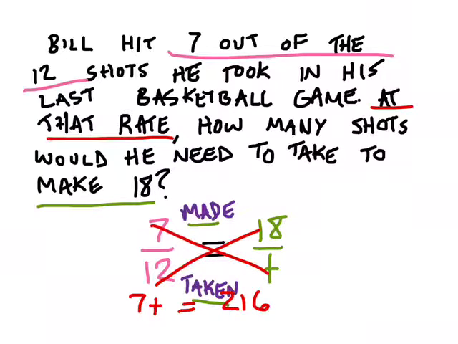And I just need to finish solving. So I multiplied my t by 7. I'll divide both sides by 7 to undo that. I've got my t by itself. T equals 216 divided by 7, which is, if I round, which makes sense here, about 31 shots.